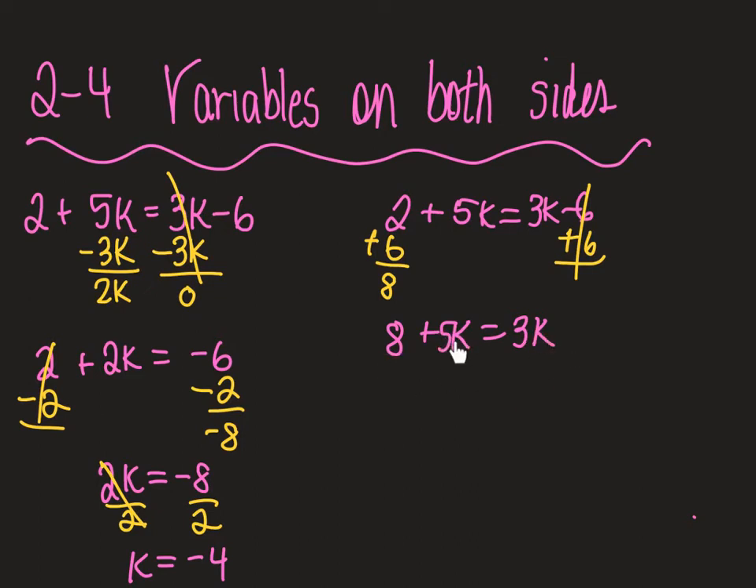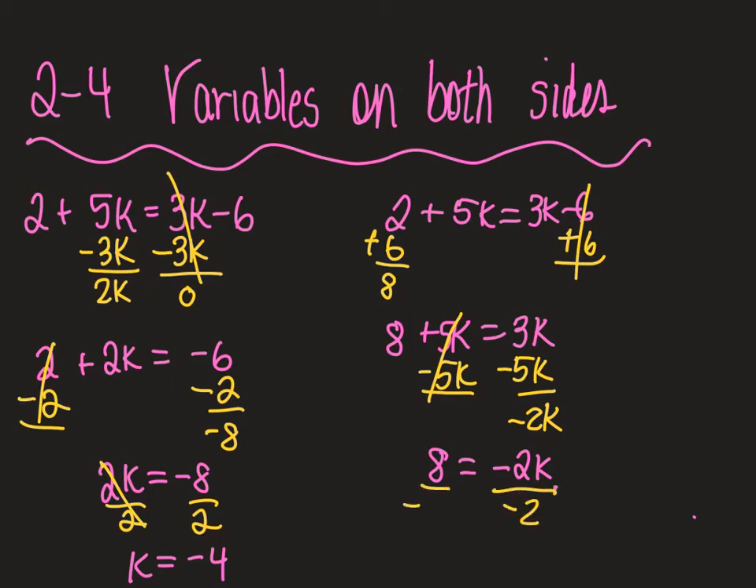If I have k's on both sides, I need to subtract these k's and I need to push them over here. So minus 5k, cross out, what's my answer? 3 minus 5 is negative 2, so I have negative 2k. Rewrite the question. 8 equals negative 2k. Now remember over here, I had a positive 2 but a negative 8. I have a positive 8 but a negative 2. It doesn't matter because in the end I'm going to divide and k is still going to equal negative 4. So there's 2 out of the 4 ways I could solve this question.